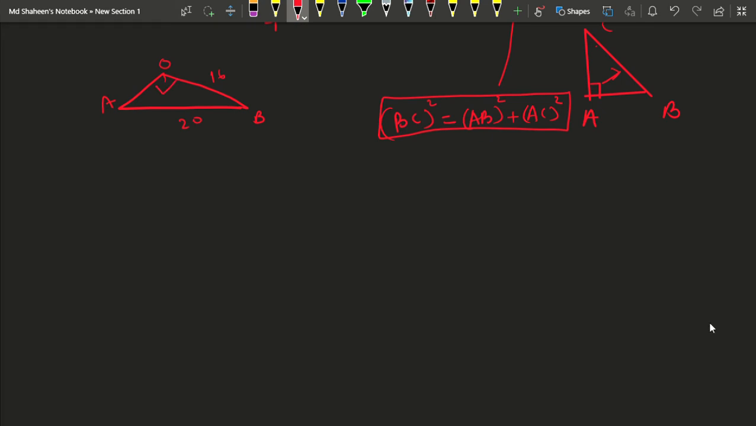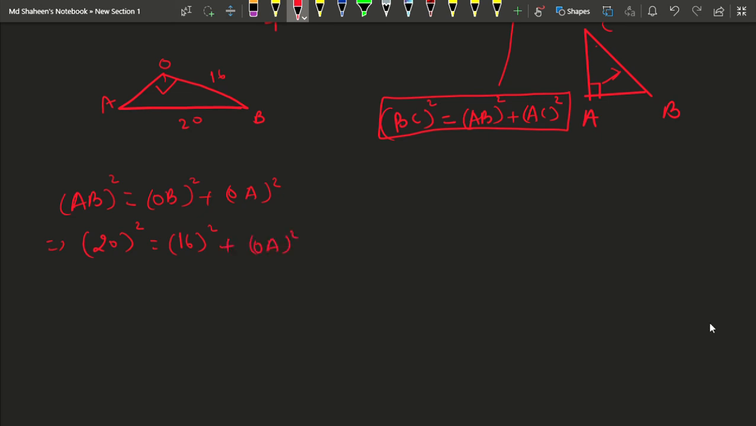So the side opposite to the right angle is AB. So AB will be equal to OB square plus OA square. These two squares. So we know AB. AB how much? 20. So 20 square how much? Equal to OB square plus OA square. We need to find OA square.